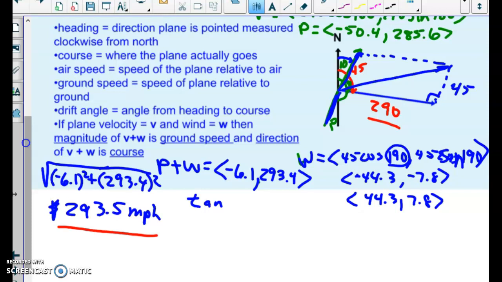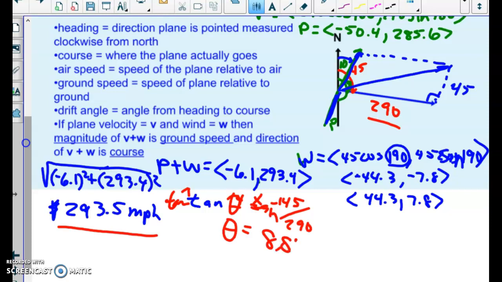Well, we know that the angle is 45 degrees, so we're going to find the angle. Tangent is going to be 45 over 290. And if I do the inverse tangent of both sides, I get that my angle is equal to 8.8 degrees of drift. So if it was originally going at 100 degrees, then its drift was 8.8 degrees. So it's actually flying at 91.2 degrees. And that would be the course.